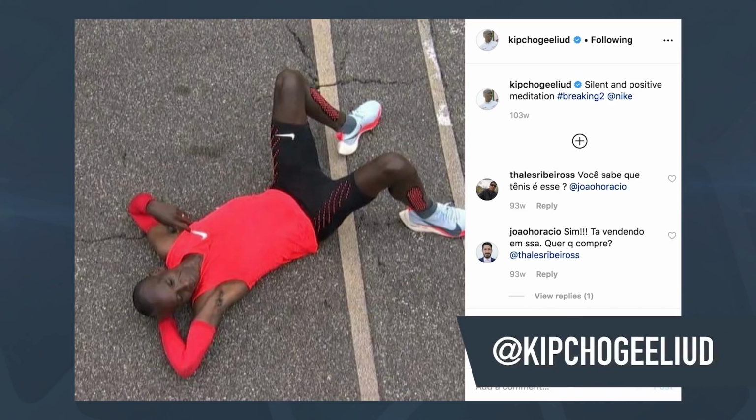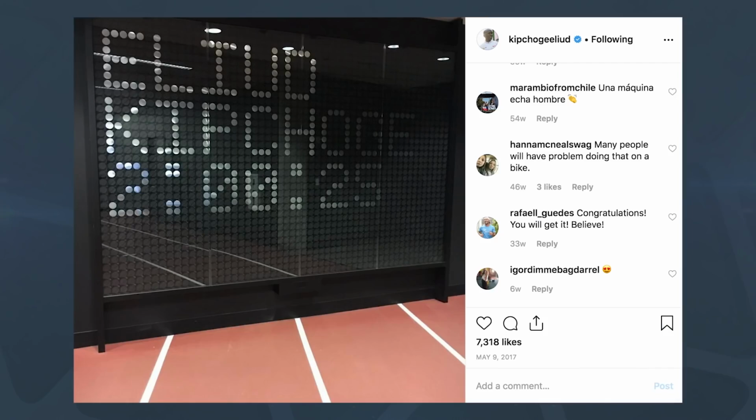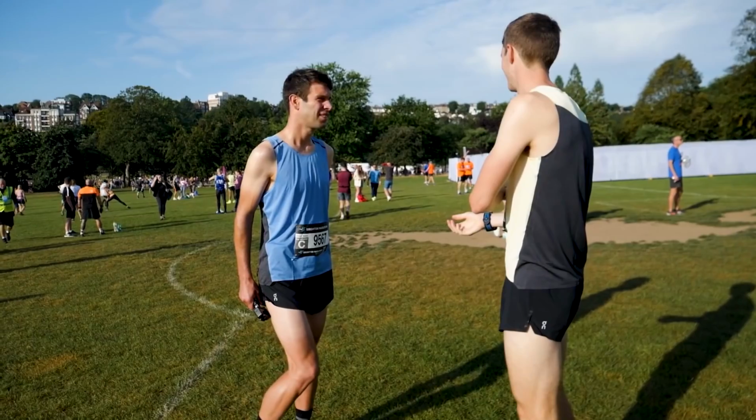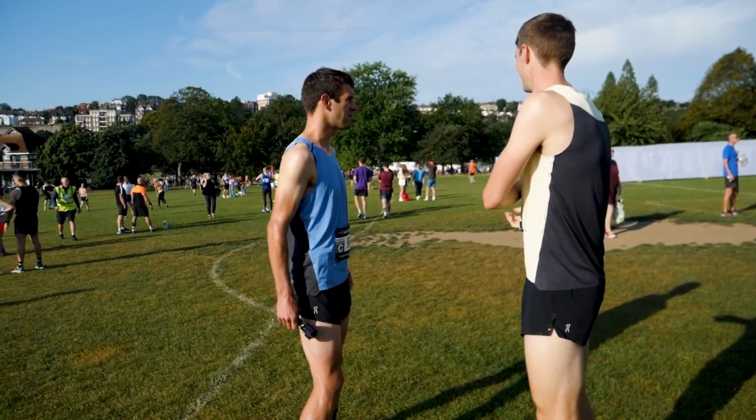Eliud Kipchoge would probably be more than 40 meters behind Usain Bolt in 100 meters, and Usain Bolt would probably not be able to run a marathon within an hour of Eliud Kipchoge's time at his best. We can see the physical differences between the two. A marathon runner is skinny and tall, super skinny, and a sprinter is tall, muscular and ripped. But what are the actual differences between the two, other than what they look like? And what can we learn from the differences for our own performance?